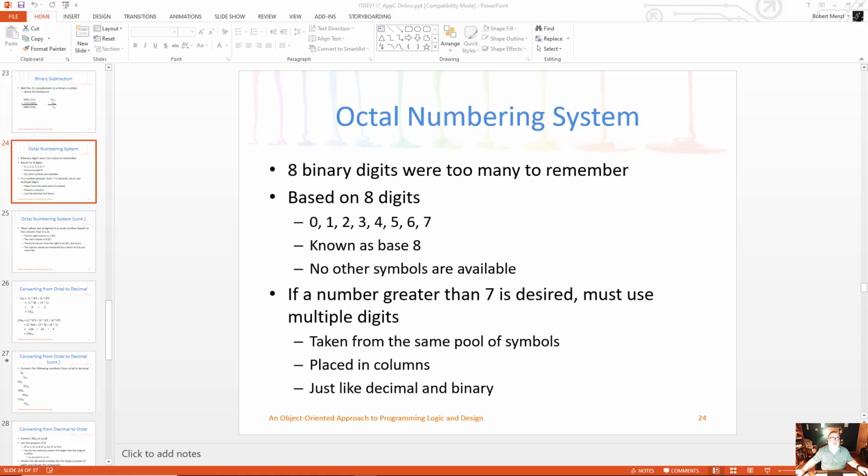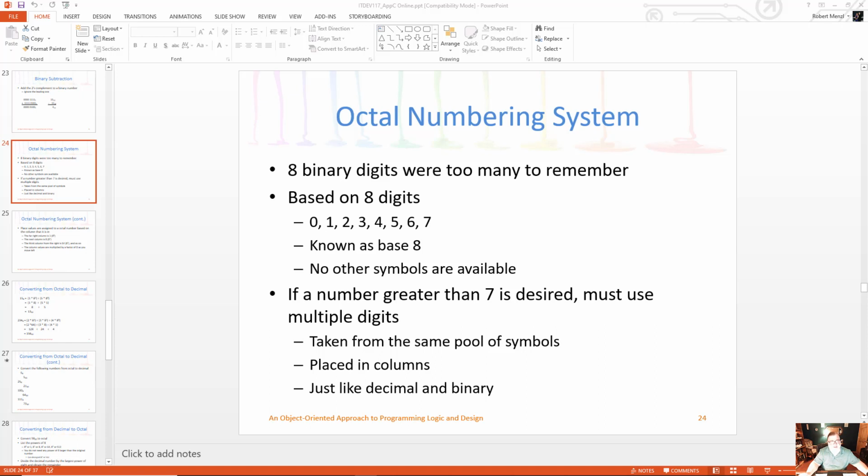Okay, now we're going to talk about the octal numbering system. We've talked about going from decimal to binary, binary to decimal, and how to add and subtract binary numbers. Now we're going to talk about the octal numbering system. In the beginning days of computer programming, many things were done in the binary numbering system.